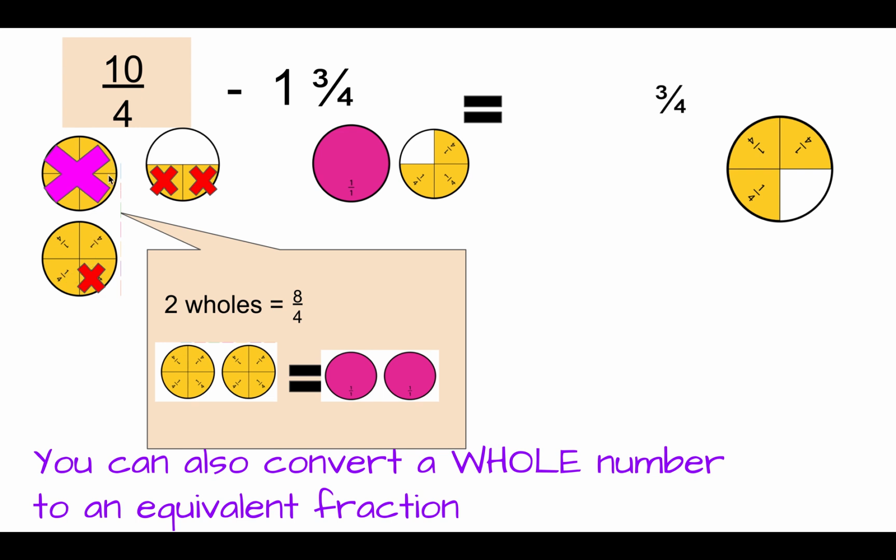So by converting everything into fourths, it was easier for me to see what I needed to subtract. So that's a trick you can use anytime you have a subtraction problem where you're realizing that you can't just subtract the fraction from the fraction. You can also turn one or more of the wholes into a fraction.